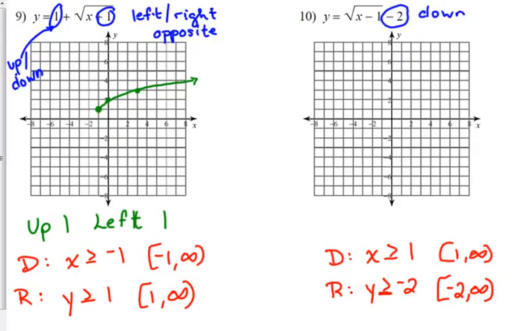So let's graph it. Normally the plain old square root of x starts at the origin. But we move down 2 units, so now we're at 0, -2, and we move right 1 unit, so we're at 1, -2. That's where it starts, so that agrees with our domain and range. And then the first point is always up 1 over 1, and then we go up 1 over 2.